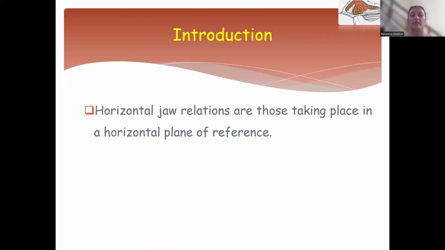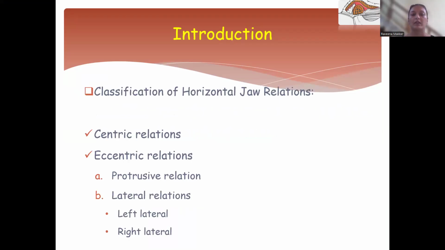Now, horizontal jaw relations are those taking place in a horizontal plane of reference. It can be classified into centric relation or eccentric relation. Then eccentric relation is further classified into protrusive relation and lateral relations. Lateral relations are further divided into left lateral or right lateral.